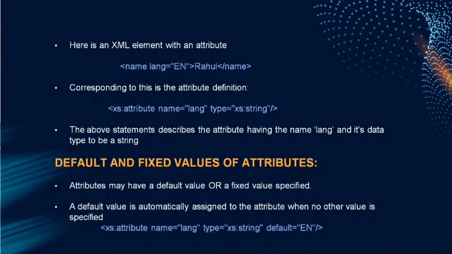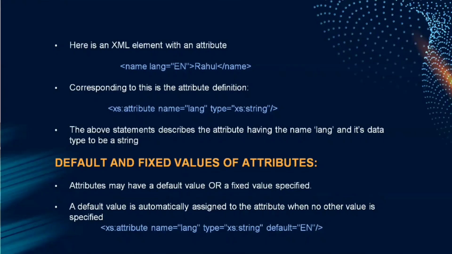Here we have an example. Here is an element whose name is name and it has an attribute lang, which means language, and its value is set to en, which means English. Corresponding to this attribute lang, its definition in the XML schema is as shown below. Here the name is set to lang and the type is the data type of lang, which is string. So this is how you define an attribute in an XML schema.